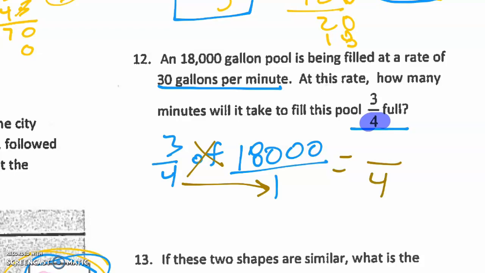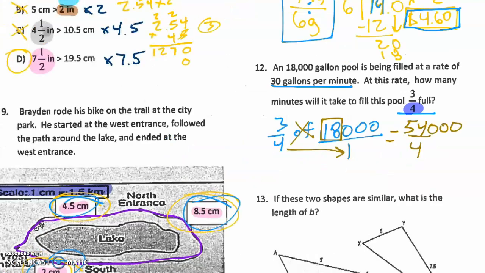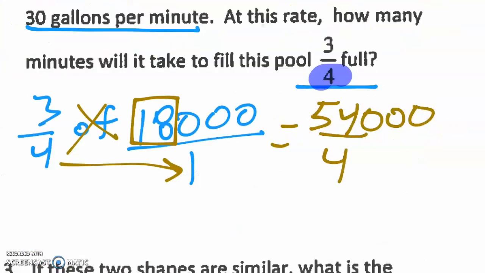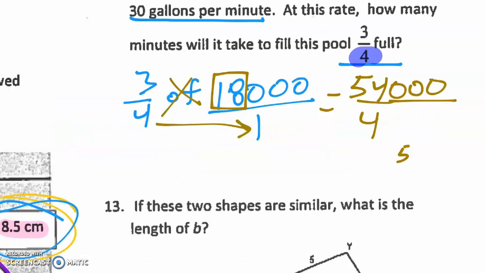And 18 times 3, I'm only going to do 18 times 3. Well, 18 times 2 is 36. 18 more than that is 54. So 54 and then 3 zeros. 1, 2, 3. So then we have to turn that into a mixed number. 54,000 divided by 4. Let's see here.